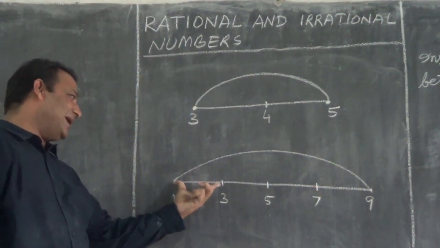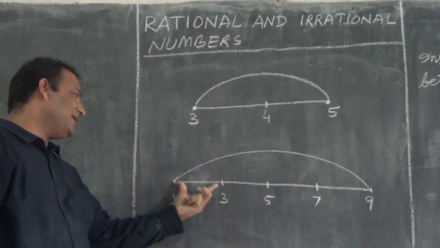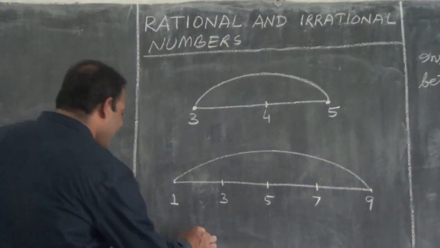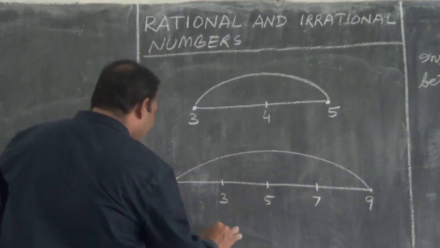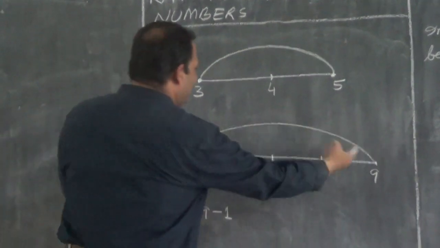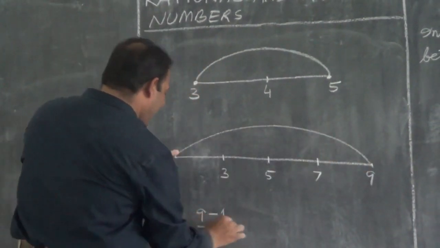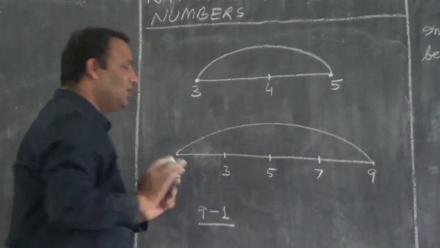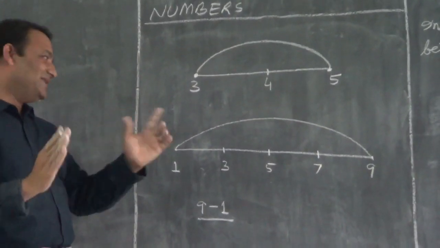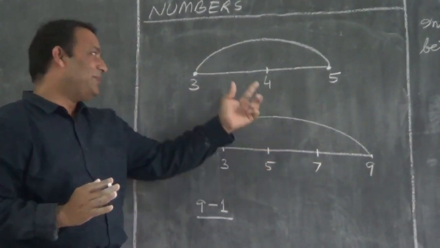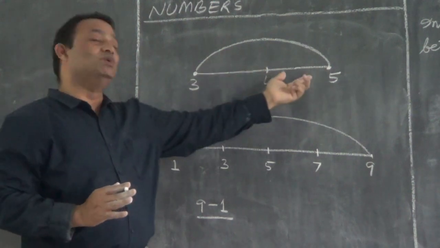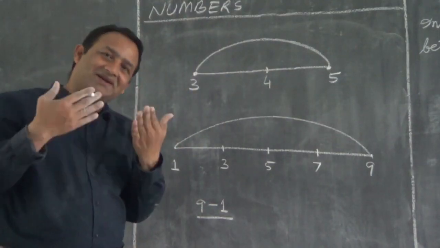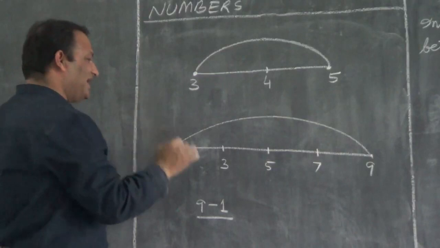So see here, this gap is becoming how much? This gap is becoming 2, 2, 2 and 2. How did we get this? 9 minus 1 is the difference between these, and it is divided into how many parts? 1, 2, 3, 4. When you insert 3 numbers, they create 4 gaps. If you insert 1 number, it will create 2 gaps. And if you insert 10 numbers, it will create 11 gaps.